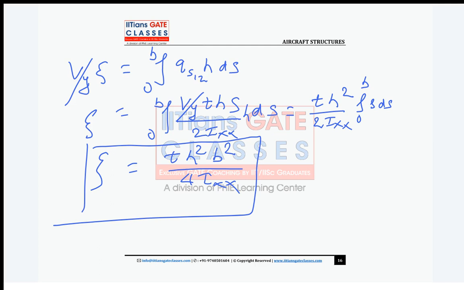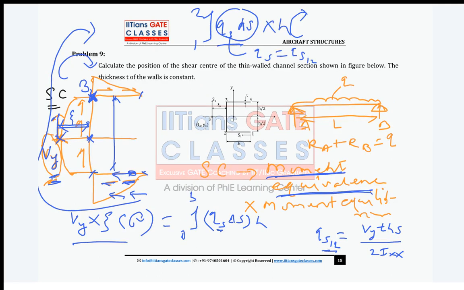Now guys, tell me, to find the shear center position, do we require finding the complete shear flow? No, right? Why? Why have 2 to 3 and 3 to 4 not contributed? Can anybody tell? Why have 2 to 3 and 3 to 4 not contributed in the moment equivalence?